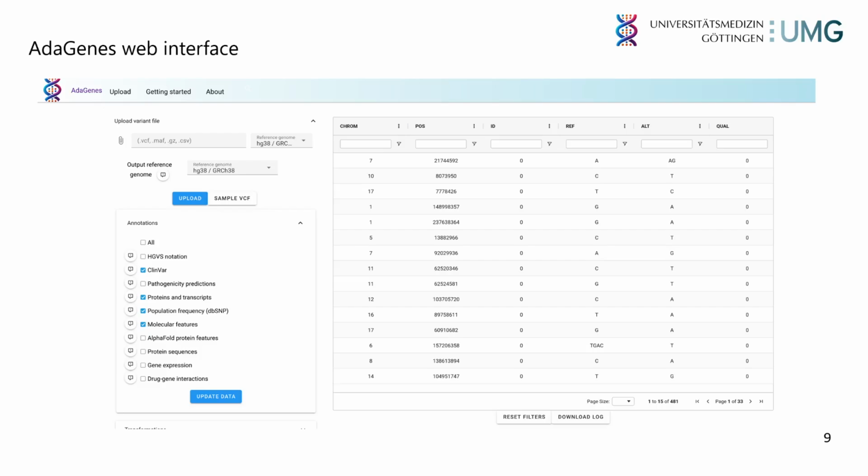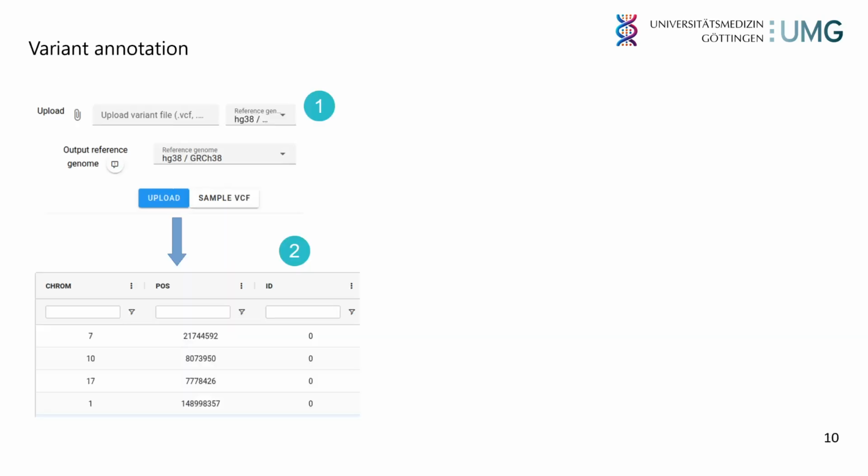And this is how the AdaGenes web interface looks. We have an upload and input format on the left side, where we have two submenus, annotations and transformations, which will be activated depending on the data you upload. On the main menu, you see the variant table, which can be sorted and filtered and interactively browsed.